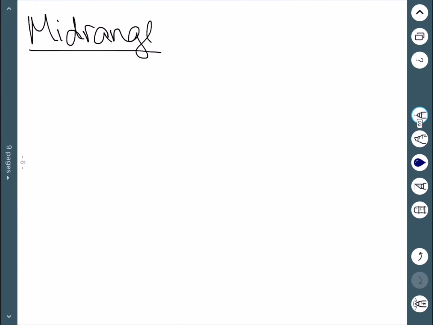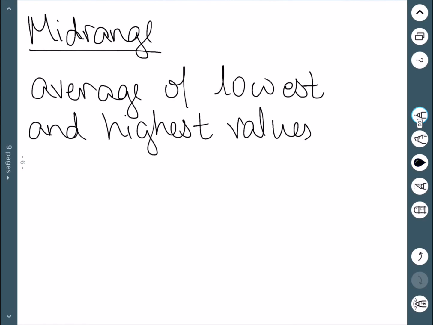Next, we'll look at the mid-range. This is probably the one that's used the least often. It is the average of the lowest and the highest values. So we're going to find the lowest value, the highest value, add those up, and divide by 2.